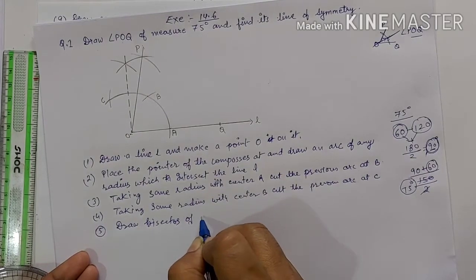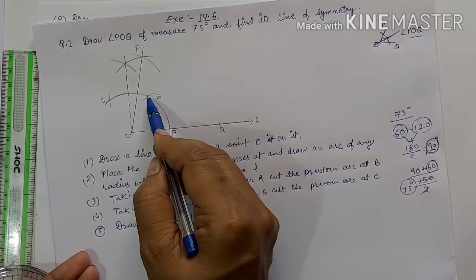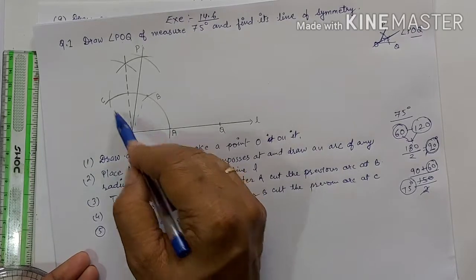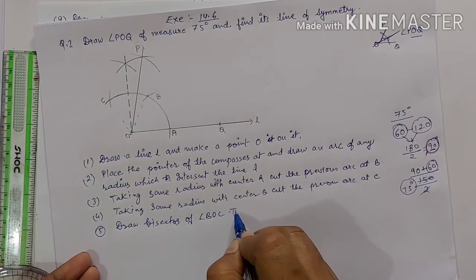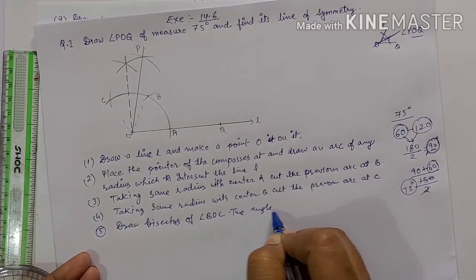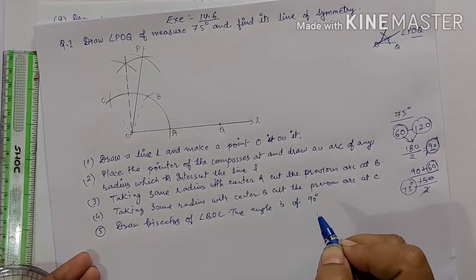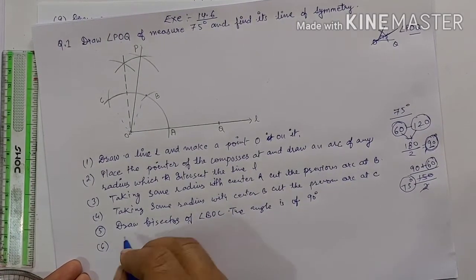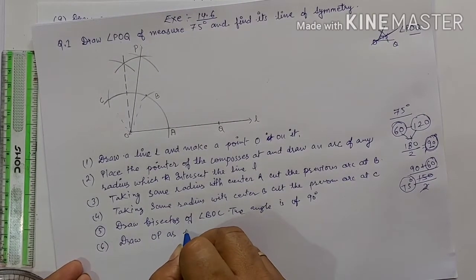Bisect of angle BOC. Where is the BOC? This is the angle of bisect, and the angle is 90 degrees. Okay.